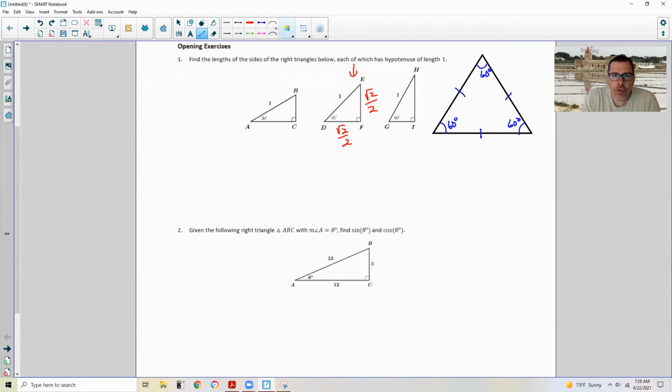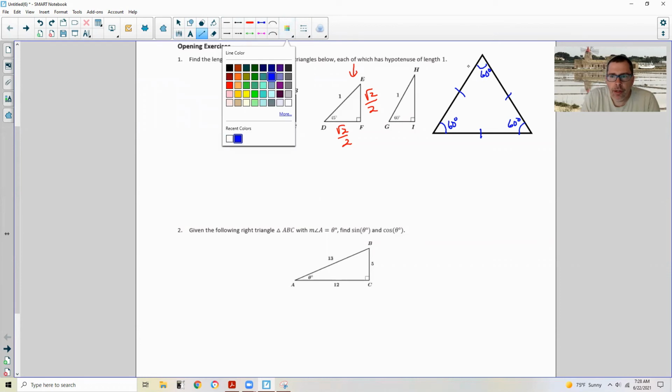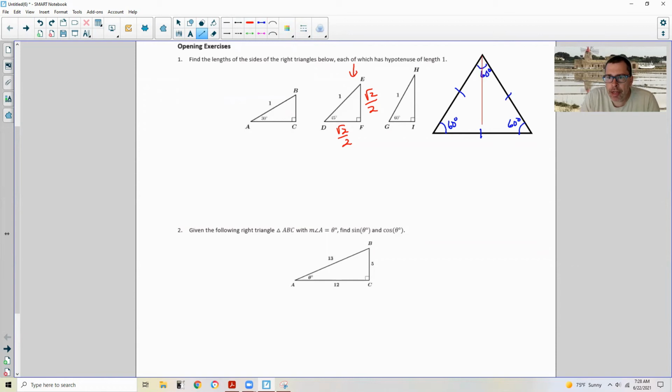But then I'm going to do what's called drop a perpendicular. Let me do it in red. If you drop an altitude from the vertex down to the base, it is going to be perpendicular to that base. And I've just cut this in half. So I'm going to get rid of half now to avoid confusion.